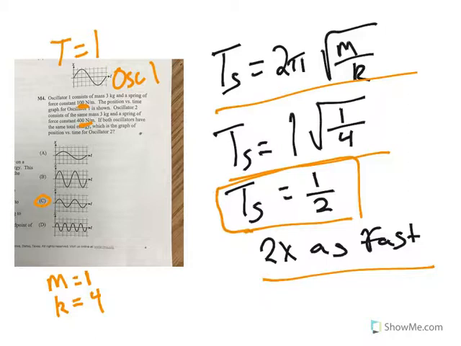So if the full period, let's just say this is 1 second to make it easy, if the full period took 1 second the first time, if we halve the period, now it's going to be at half a second the second time.